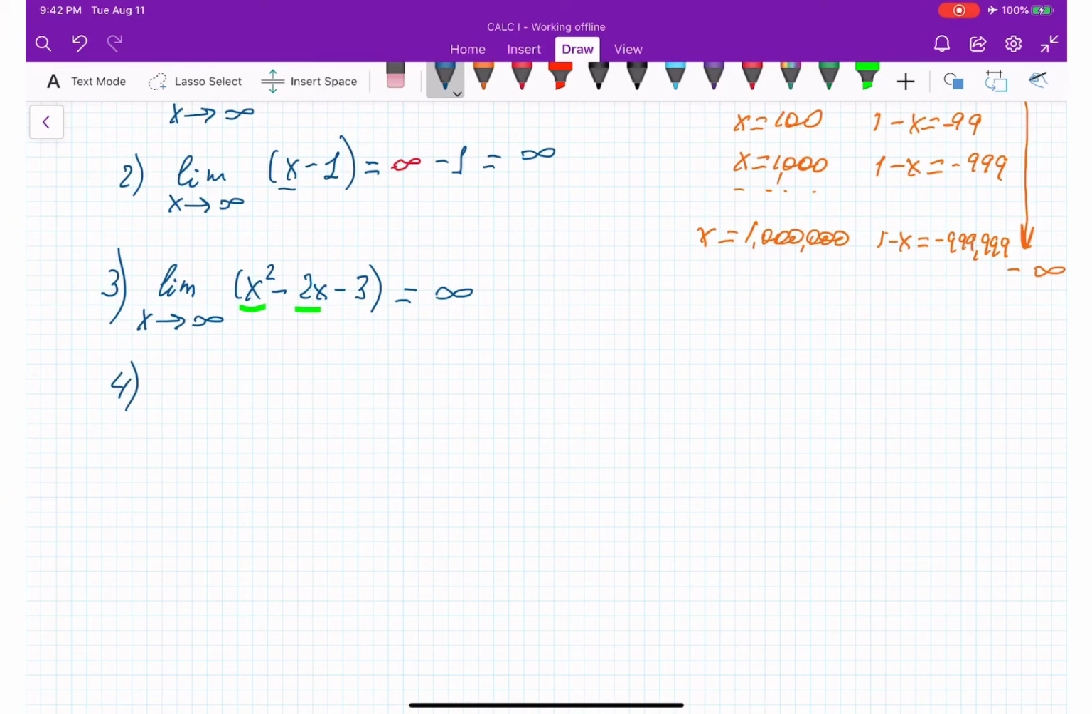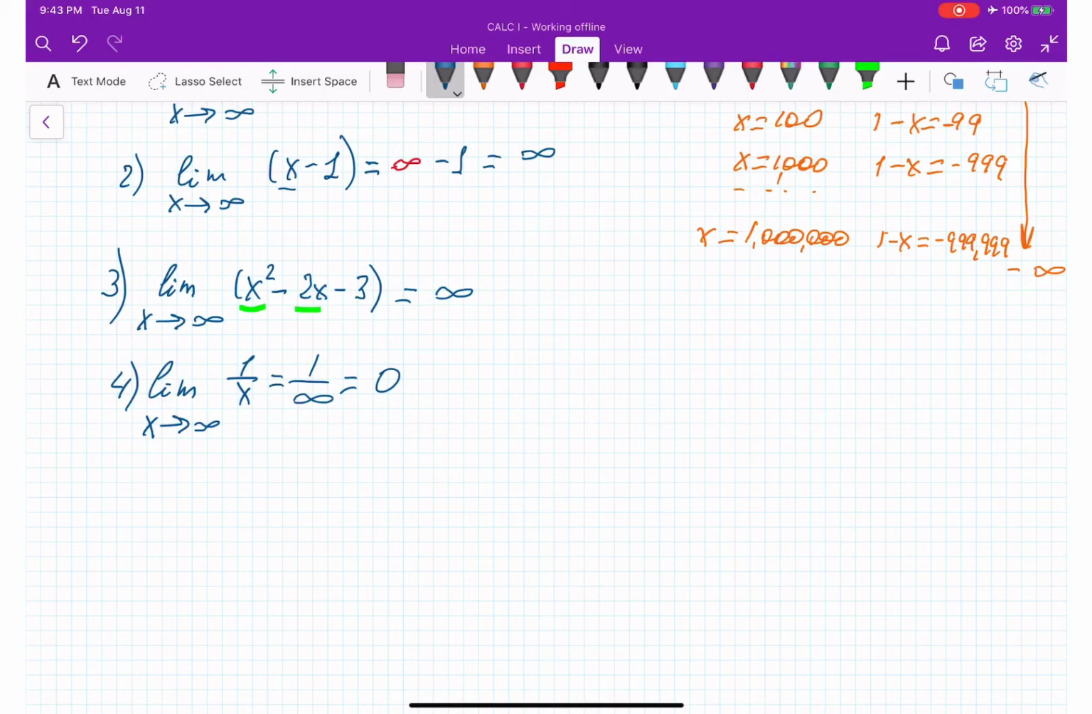1 over x, limit as x approaches infinity. Take a guess. Well, if I plug in, I'm going to get 1 over infinity. 1 over infinity always equals 0. Why is that? I'm going to explain again in a very simple way. When we plug in infinity, that's the limit of it. But I'm going to take numbers that gradually increase. Let's start from 10.